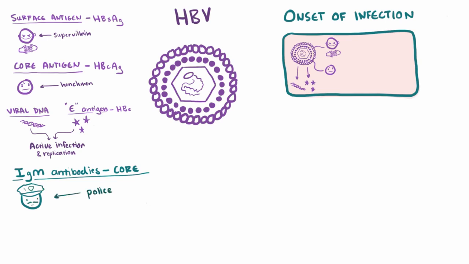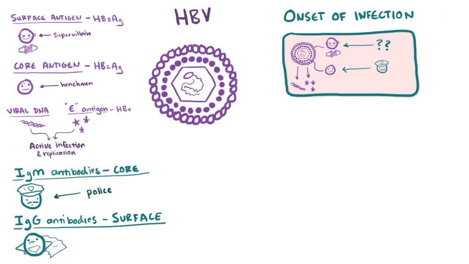These antibodies hack away at the core antigens, and they really try their hardest, but in order to actually defeat this villain, this virus, you need to go for the supervillain, right? The surface antigen. So we need a superhero to go after it. So in this story, the IgG antibody for the surface antigen is our superhero.